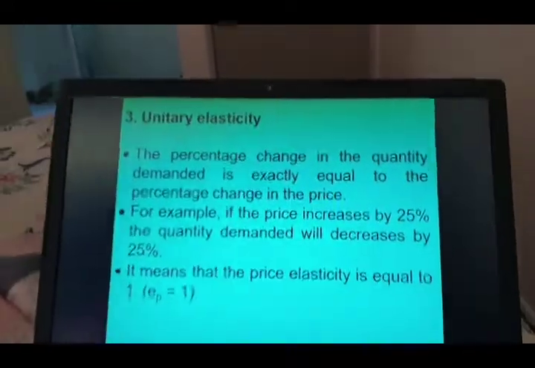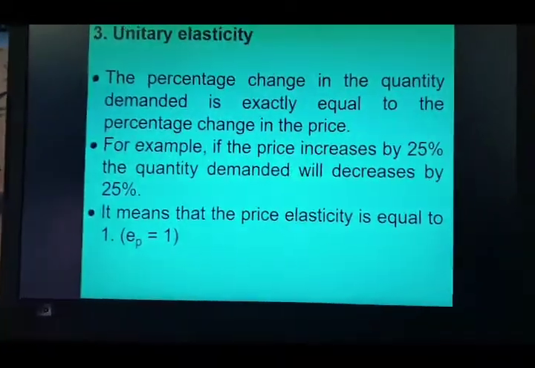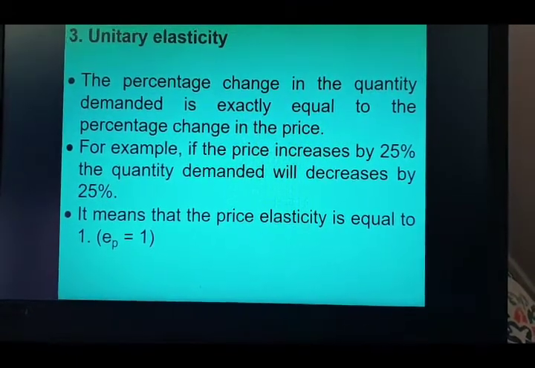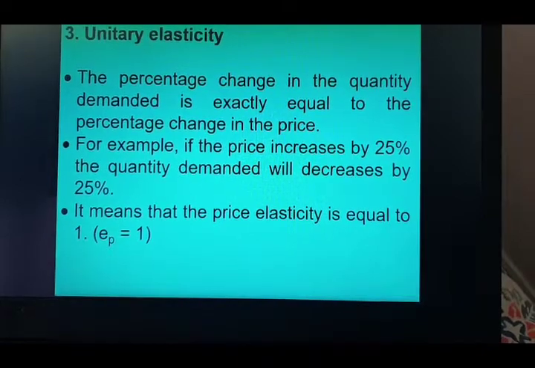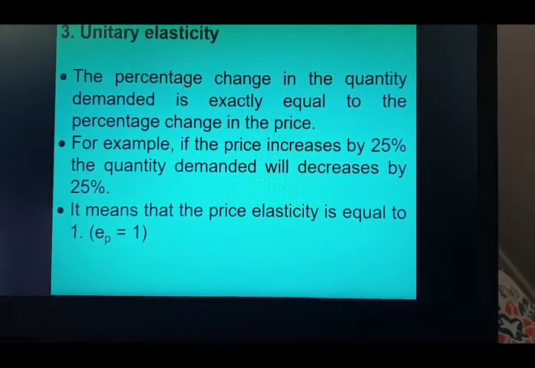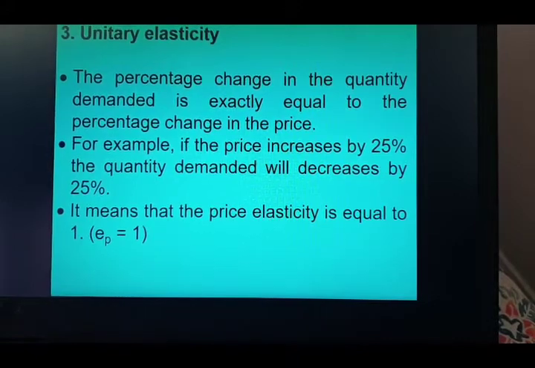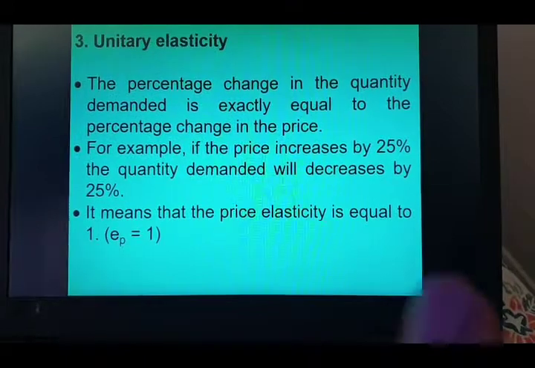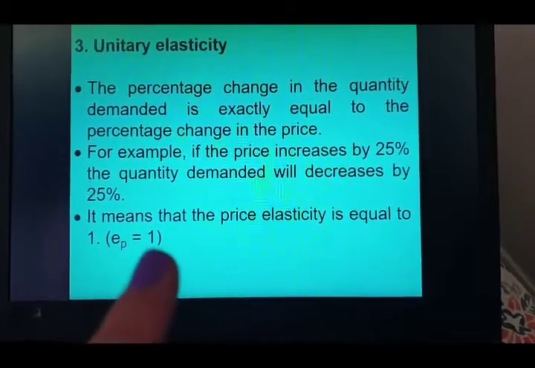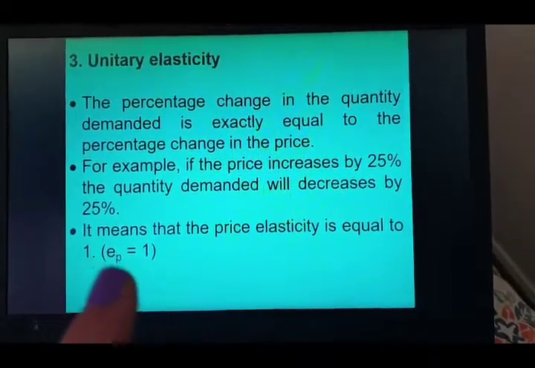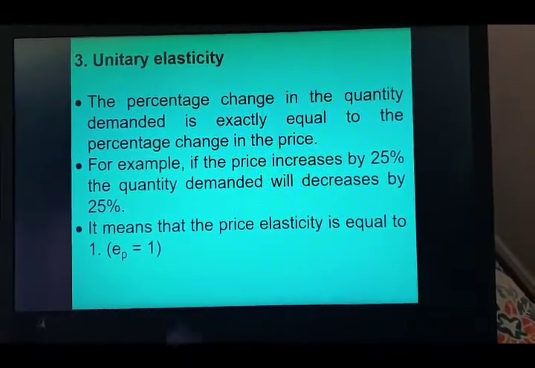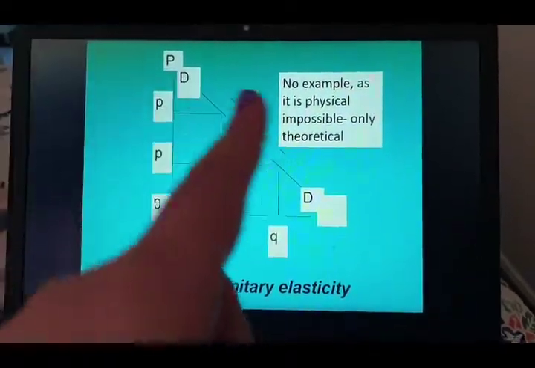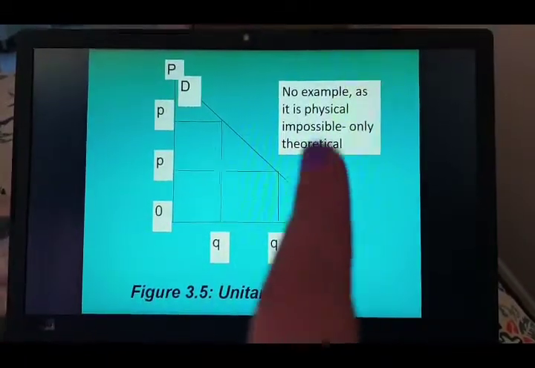Unitary elasticity, remember I said unitary refers there to equal. The percentage change in the quantity demanded is exactly equal to the percentage change in the price. For example, if the price increased by 25%, the quantity demanded will decrease by 25%. It means that the price elasticity is equal to 1. How do you represent it? In your equation, EP, price elasticity, equals 1. Okay, there's your graph, indicating basically that it's equal.